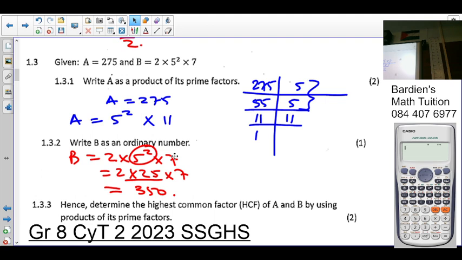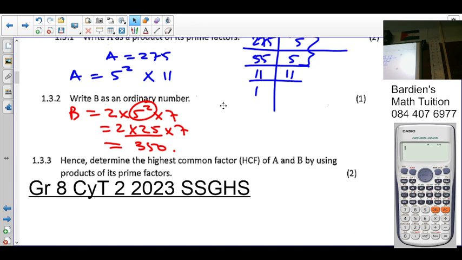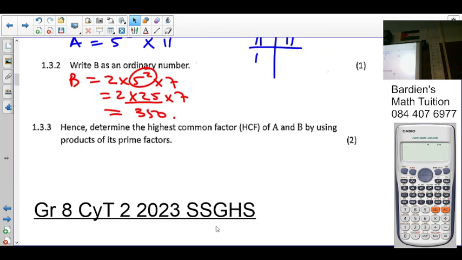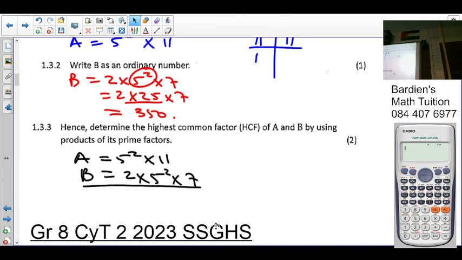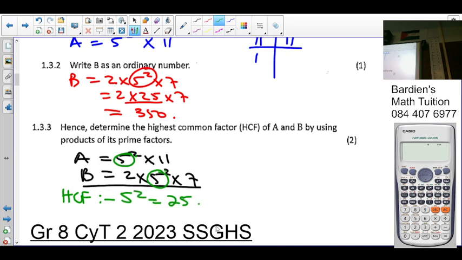Determine the highest common factor, which is the HCF, of A and B, by using products of prime factors. Now, A can be written as 5 squared times 11, and B can be written as 2 times 5 squared times 7. These are products of prime factors. So for the highest common factor, what is the rule? Highest common factor, who remembers? The base must occur in all of them, and you must take the lowest exponent. So the base, only 5 occurs in both, and the lowest exponent is 5 squared anyway. So the answer is 25. Okay.